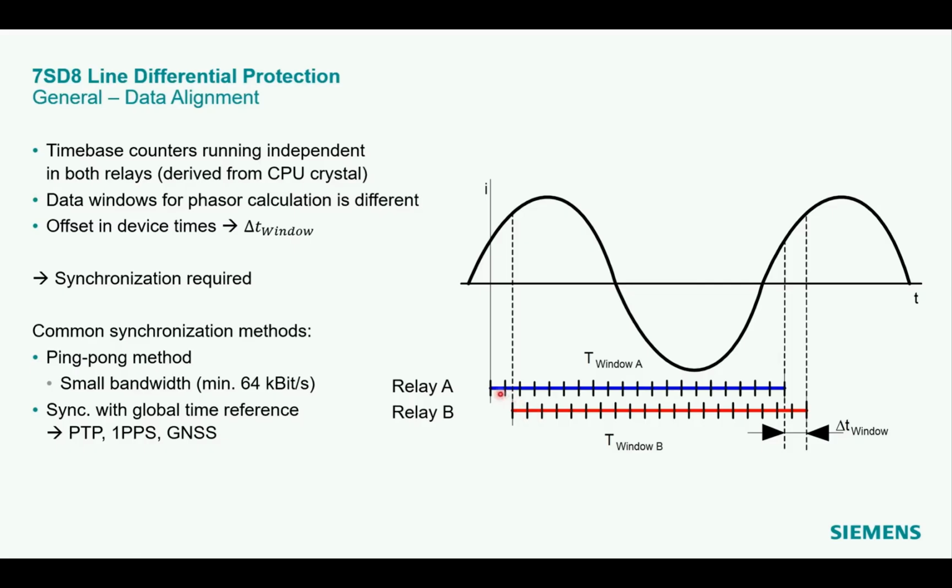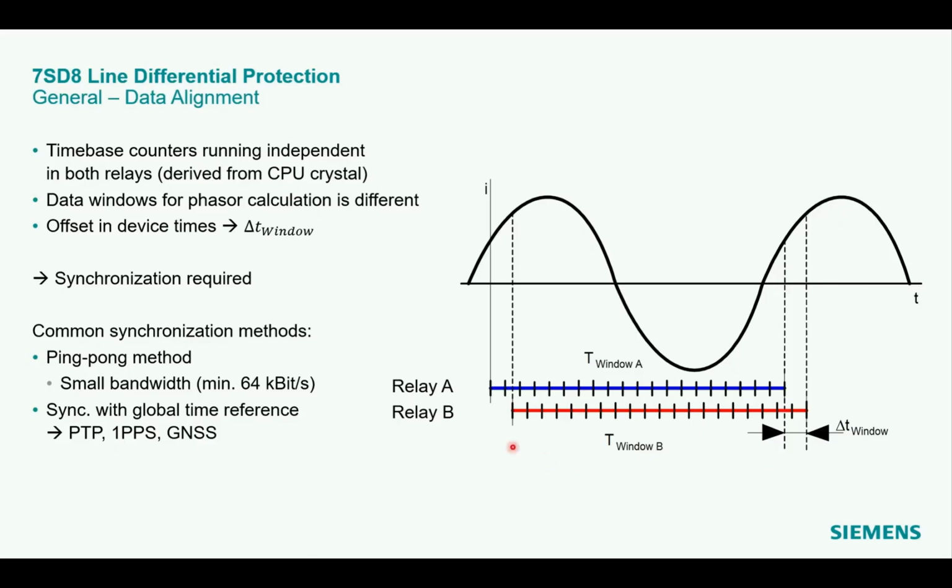are not exactly at the same time. We have a difference in the sampling time in both relays, which is here marked with the delta T window. This difference needs to be eliminated, so a synchronization is required.